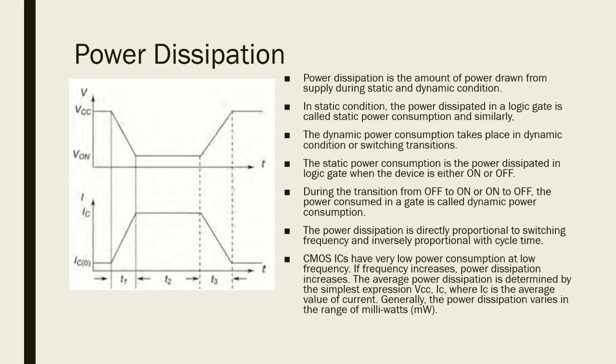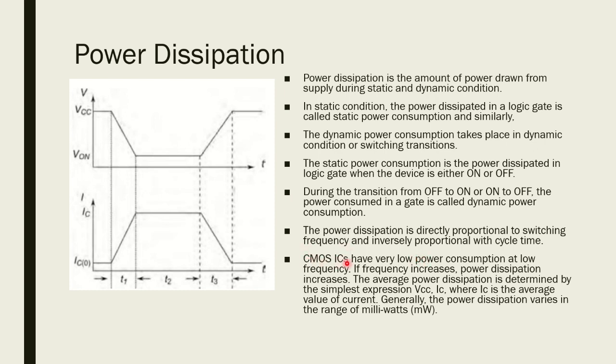Power dissipation is the amount of power drawn from the supply during static and dynamic conditions. In static condition, the power dissipated in a logic circuit is called static power consumption, and dynamic power is the consumption that takes place in a dynamic condition or during switching transitions. The static power consumption is the power dissipated in the logic gate when the device is either on or off. During the transition from on to off or off to on, the power consumed in the gate is called dynamic power. The power dissipation is directly proportional to the switching frequency and inversely proportional to the cycle time.